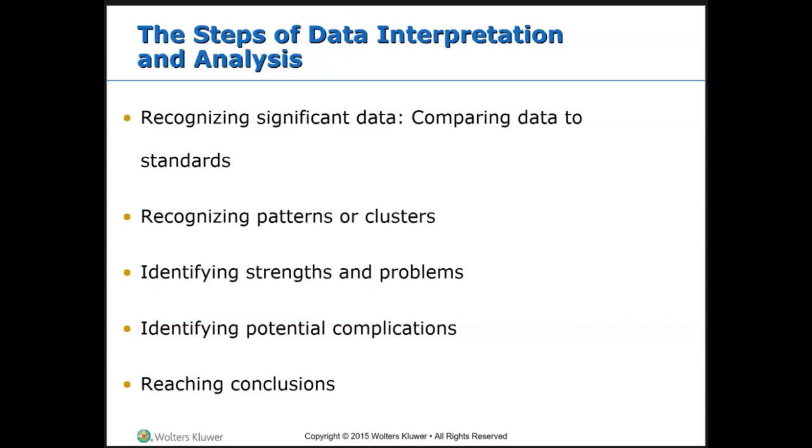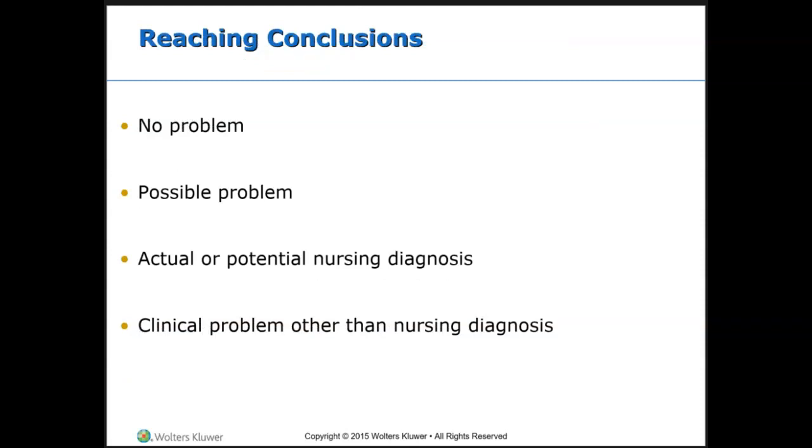From there, determine the problems that need to be worked on and the potential problems that may arise in the future that need to be addressed as well. And then come to your conclusions. In the conclusion phase, the outcome can have one of four results. No problem exists. A possible problem may occur, or there's an actual problem, or there is a clinical problem outside of our scope as a nurse that requires interventions from other healthcare providers.